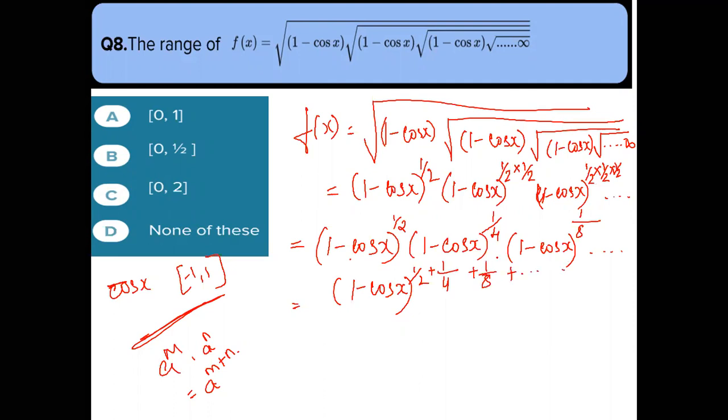Did you understand this, students? Did you understand how this came? Have you understood the things?